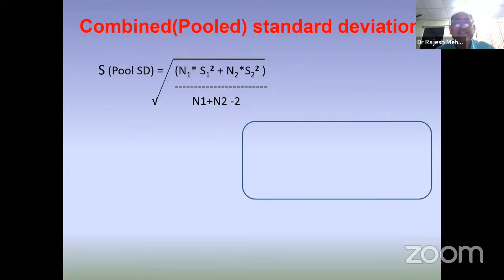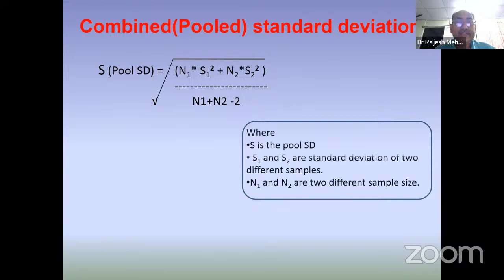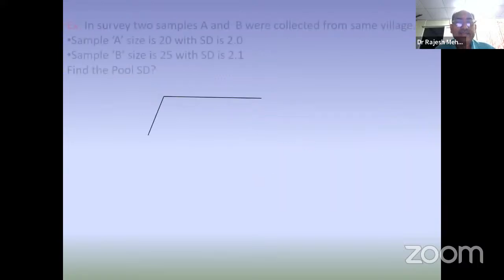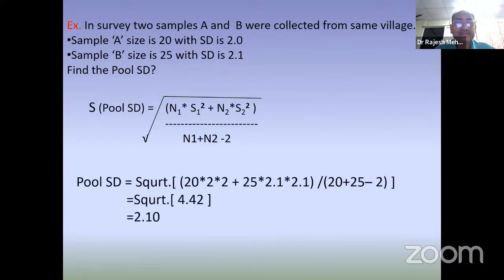This is the pooled standard deviation, which you will come across at a later date when you go for the t-test and paired t-test.